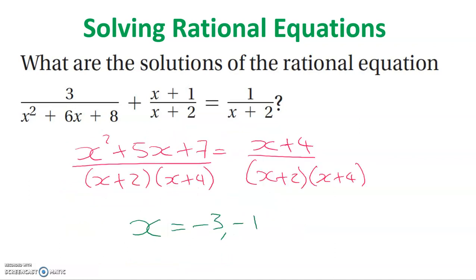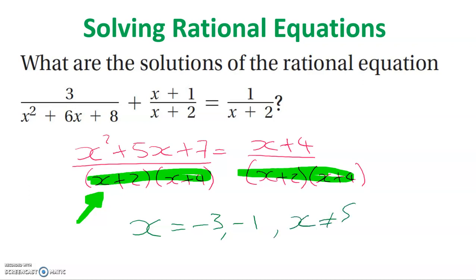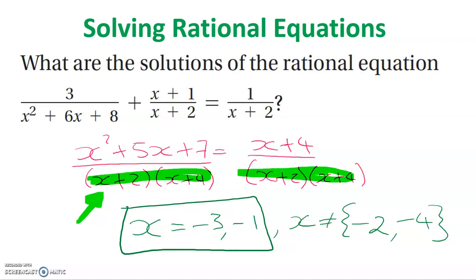Now to determine the restrictions on x, we need to have a look at our denominators. We've got x plus 2 and x plus 4, and they can't equal 0. So we need to ask ourselves what value of x would make this equal 0? And the answer is negative 2. And then we need to ask ourselves the same thing for x plus 4, and that's going to be negative 4. And as both denominators are the same, they are the only 2 exclusions. So x equals negative 3 and x equals negative 1, they are both absolutely valid. So they are indeed our solutions.